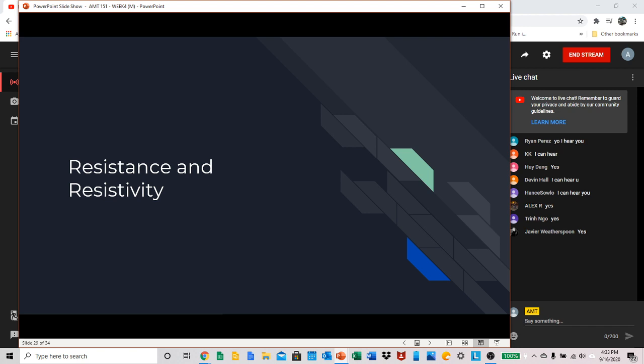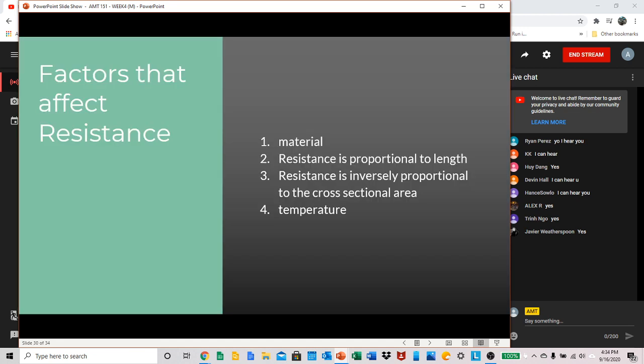And resistance and resistivity. So we did not get to this. I did not load these slides. I figured that was enough for Monday, so we'll go through it a little bit today. So factors that affect resistance. Number one, the material that's used. Number two, resistance is proportional to length. So the longer or shorter your wire is will depend on your resistance. Will make your resistance more or less. Resistance is inversely proportional to the cross-sectional area. So the area of your wire is inversely proportional to resistance, and also temperature affects resistance.